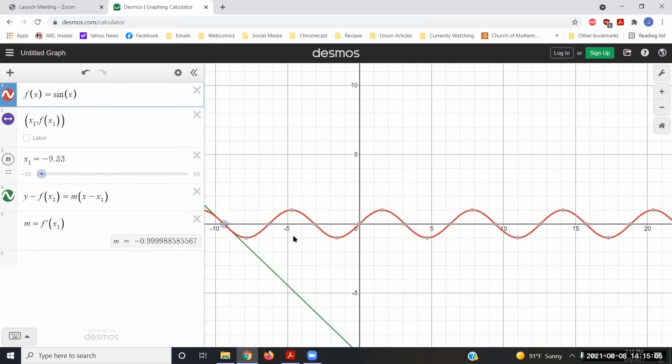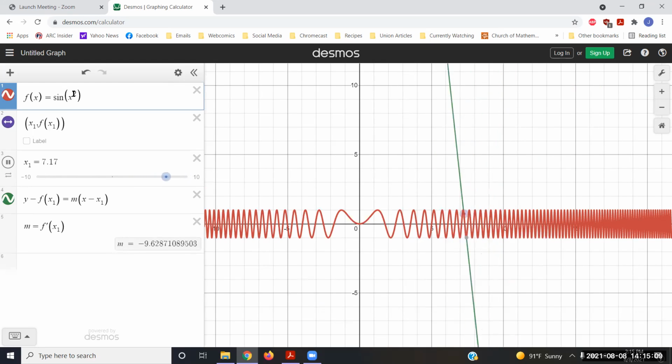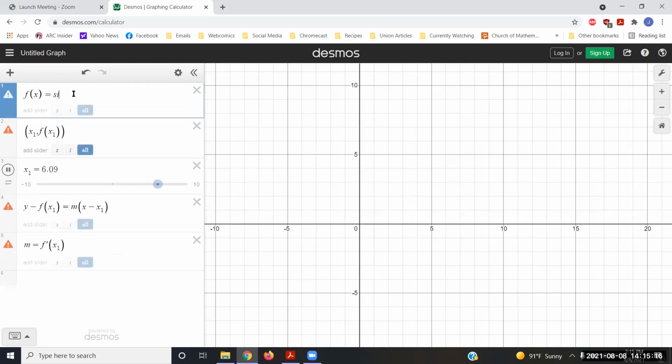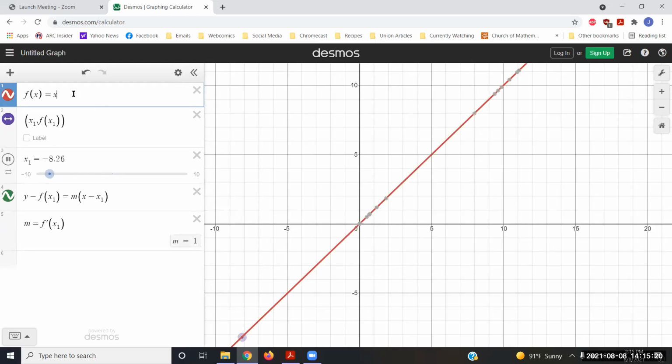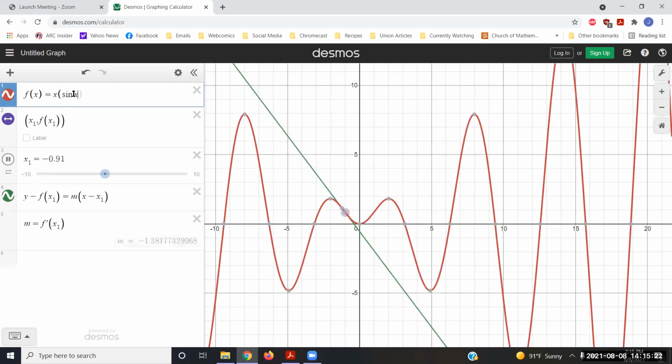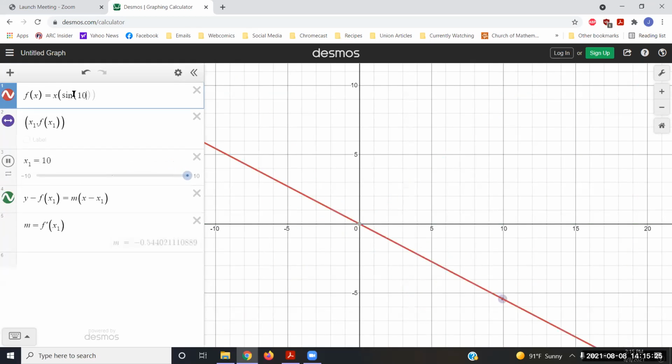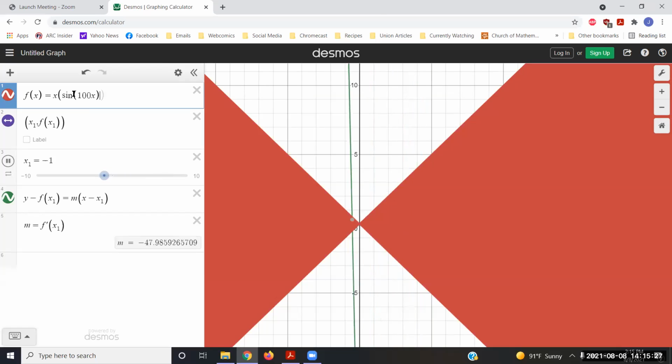We could make it so that it's something more abstract. How about a sine of x squared? It's harder to see, but it's following this exactly. And it doesn't matter how complicated a function we get. And there are some very complicated functions out there. How about an x times sine of 100x? This is a very complicated function. But this equation that we have down here is actually going to tell us the equation which is tangent at every single point.